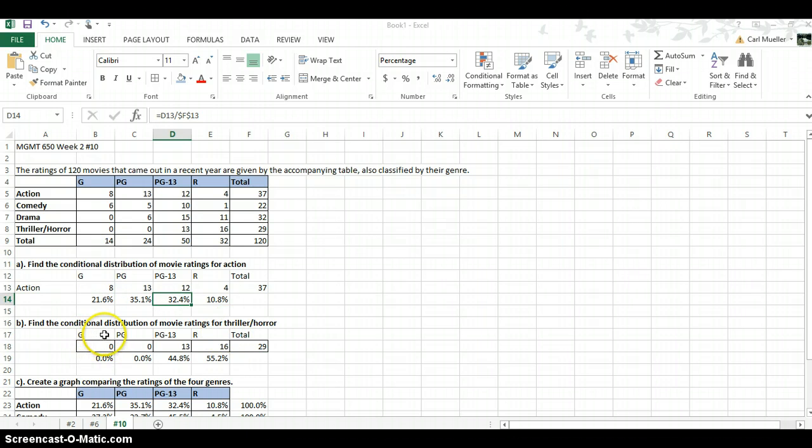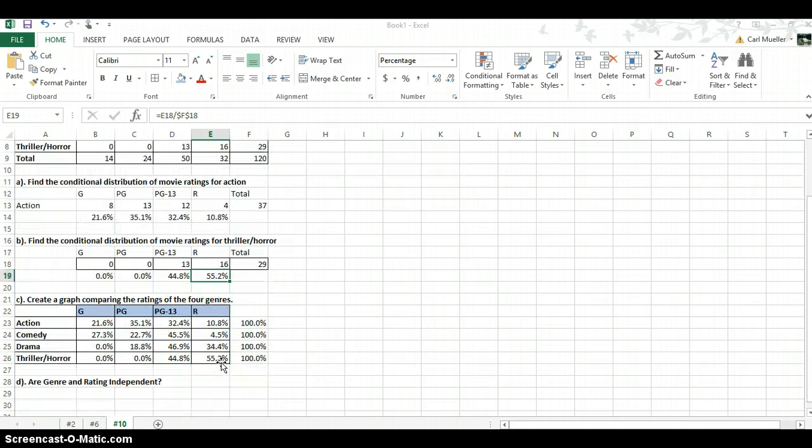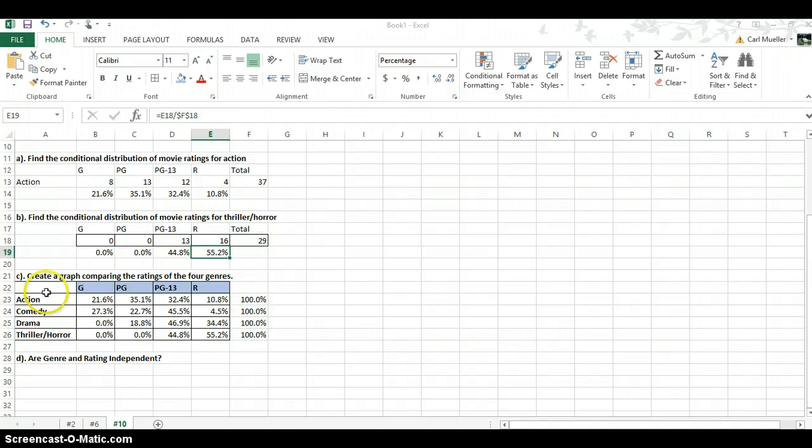And then similarly, what's the conditional distribution for movie ratings for thriller, horror? You can see just by rating it's the same, since there are no filled in cells for G or PG, because it's horror. That makes sense from a data perspective. You can see that 44 and 52%, so it's very leaning towards adult, which makes sense if you think about it. Now, part C is create a graph comparing the ratings of the four genres.